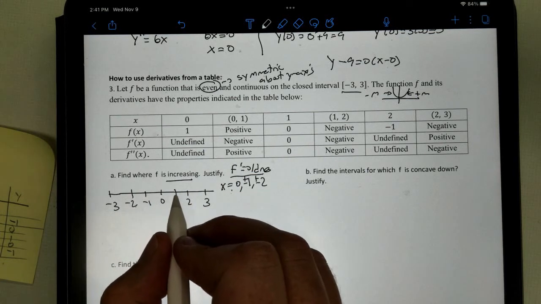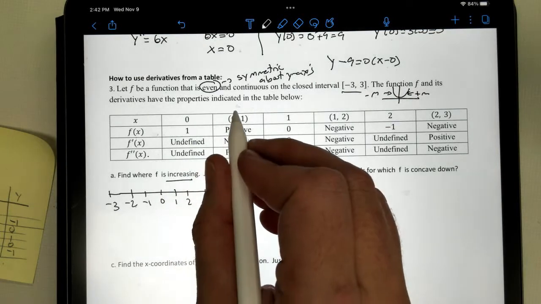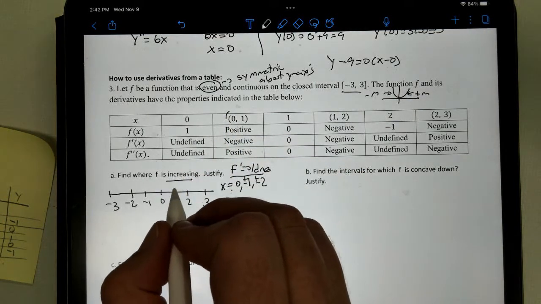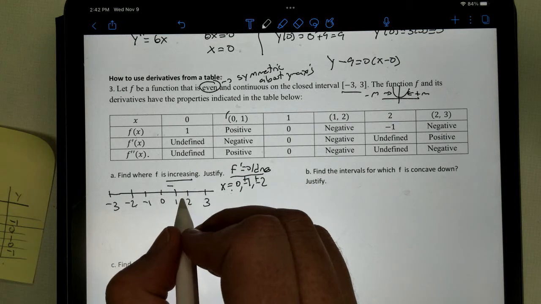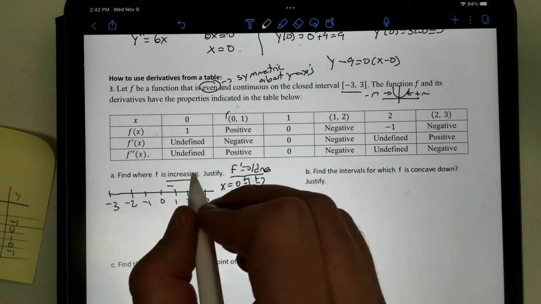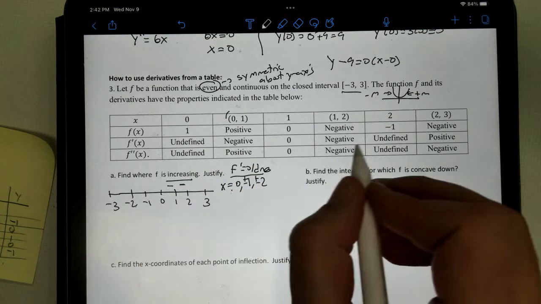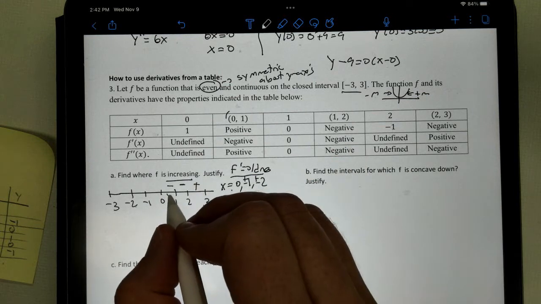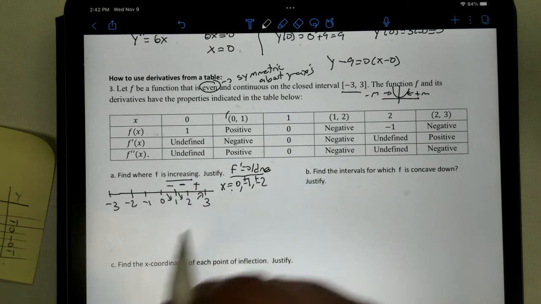So I know the slope between 0 and 1, that's this part right here, is going to be negative. Between 1 and 2, the slope is also negative. And between 2 and 3, the slope is positive. So this is going to go down, down, and up.